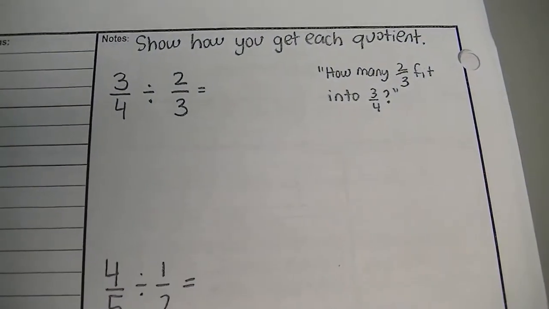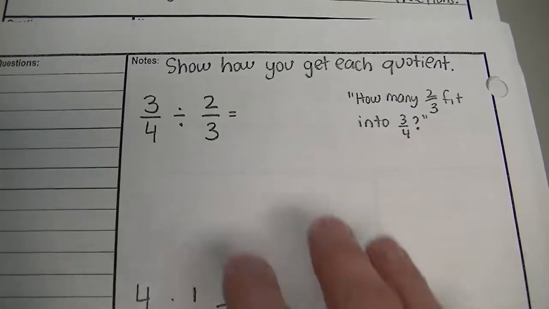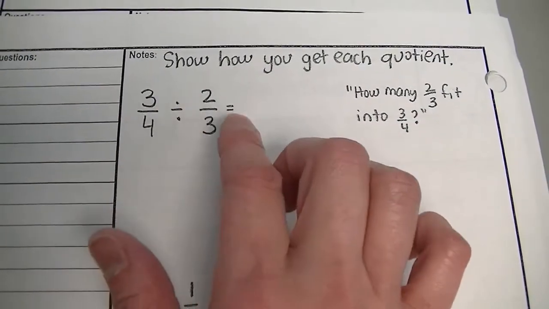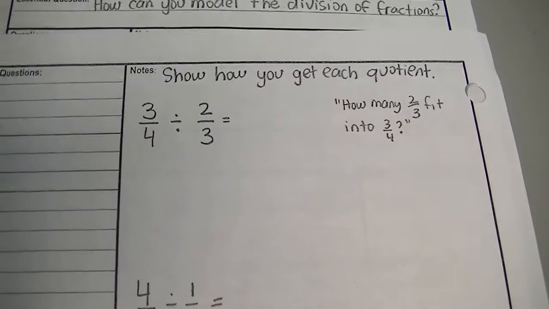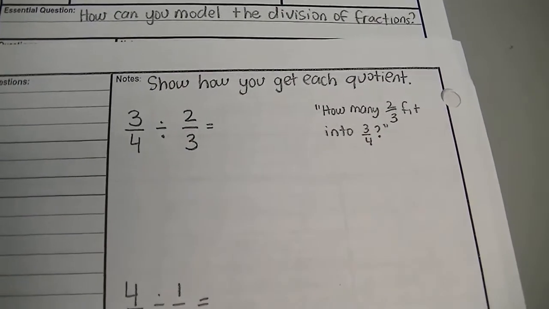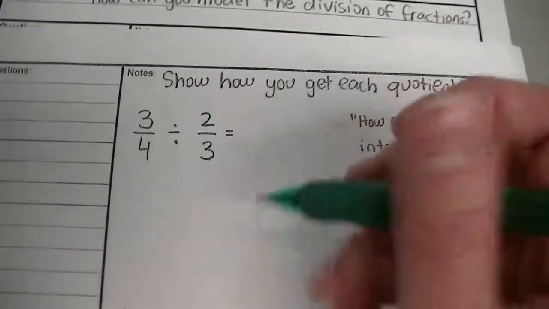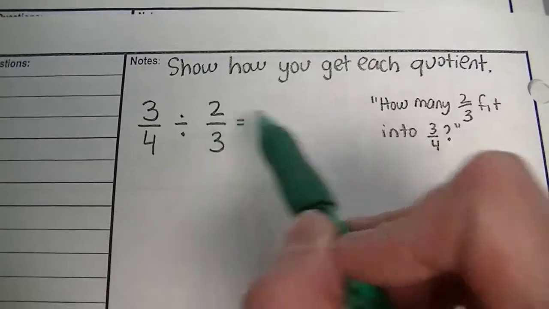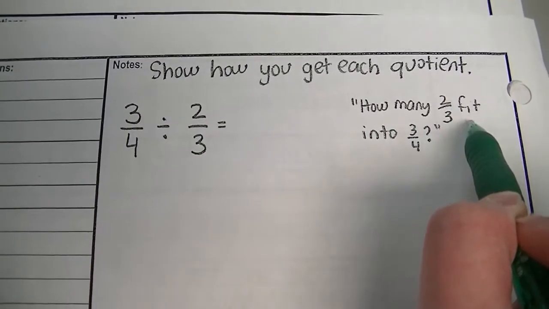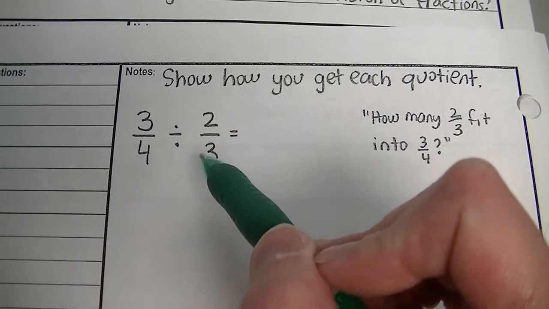Okay, so I want you to show how to get each quotient, each answer to these division problems. And we want to model it. So you need to be thinking on this first one, it's 3/4 divided by 2/3. You've got to be thinking, how many 2/3 will fit into 3/4?